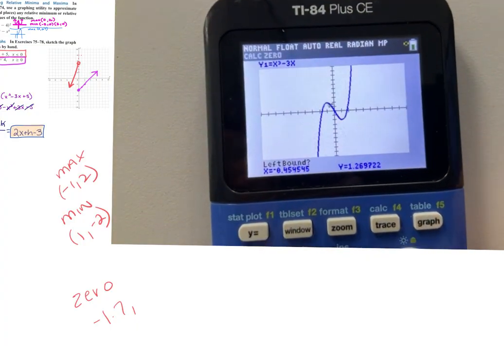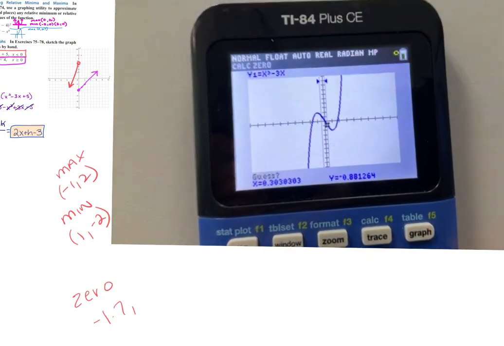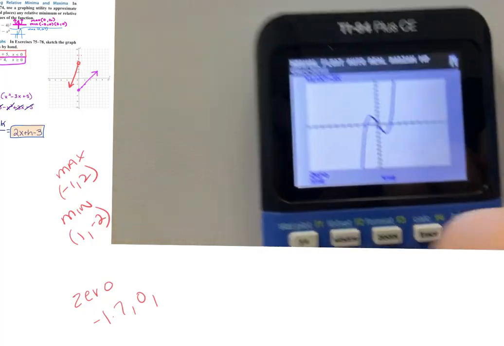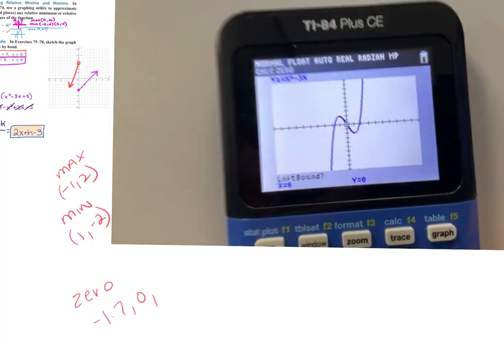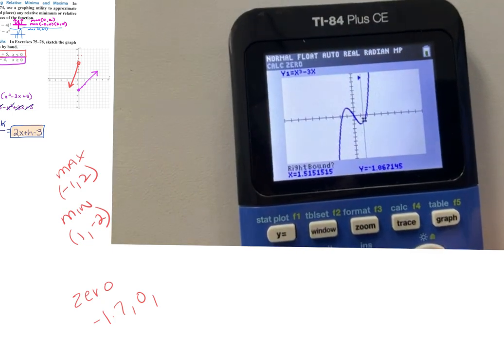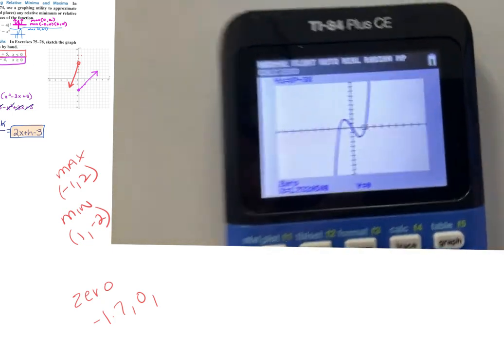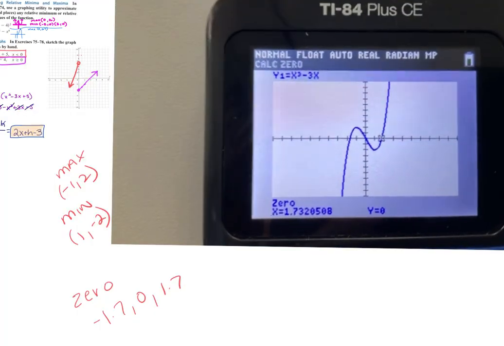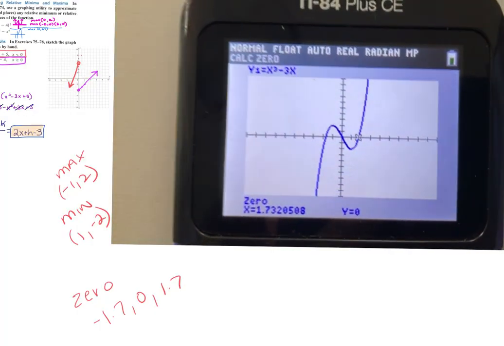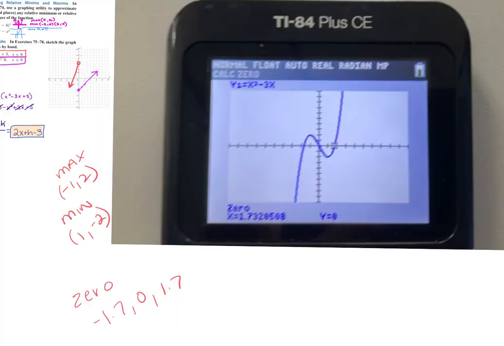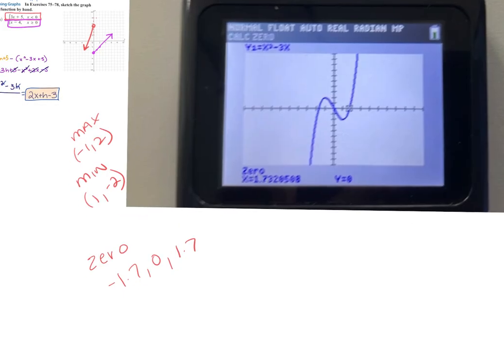The second 0 is at 0, and the third 0 is at 1.7. The domain would be all real numbers, the range would be all real numbers. So 0, no, it's a good question. Zeros, we list all the x values, okay? The max and min, because these are relative, you have to give it in coordinate point form. And then if it asks for intercepts, you have to give it in coordinate point form. But zeros, they would just be a list of the x values in which your y is 0.